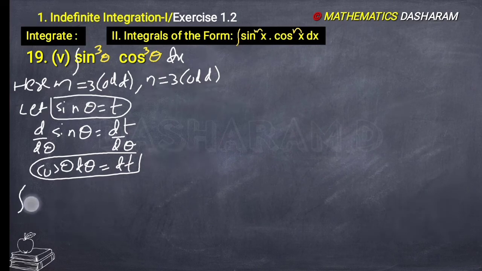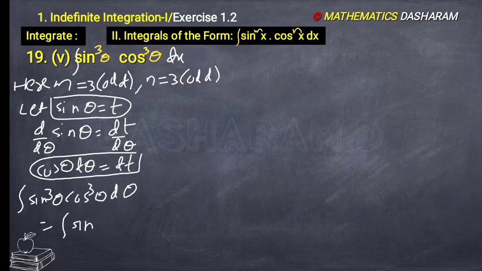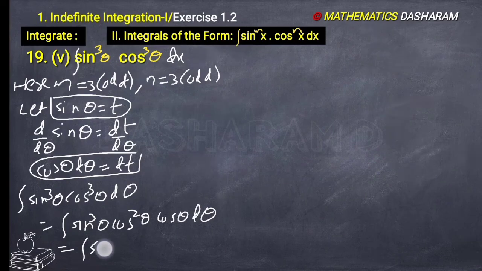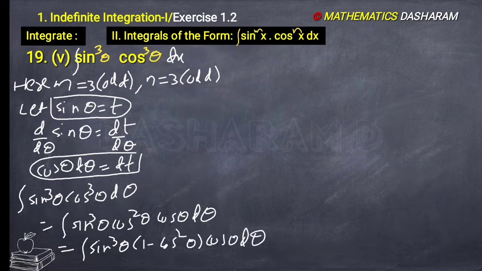So first of all, integration of sin cube theta into cos cube theta d theta is equal to sin cube theta, and cos cube theta I am writing as cos square theta into cos theta d theta. So it is equal to sin cube theta, and cos square theta equals 1 minus sin square theta into cos theta d theta. So now substitute the values.